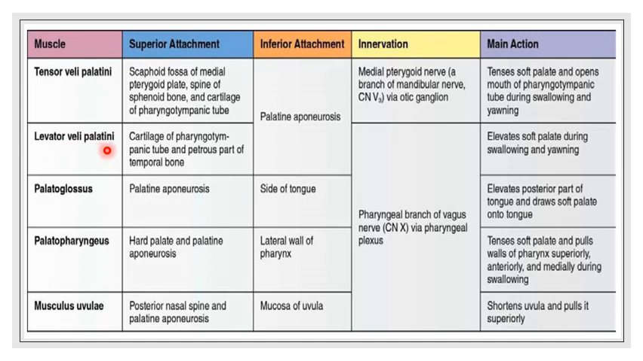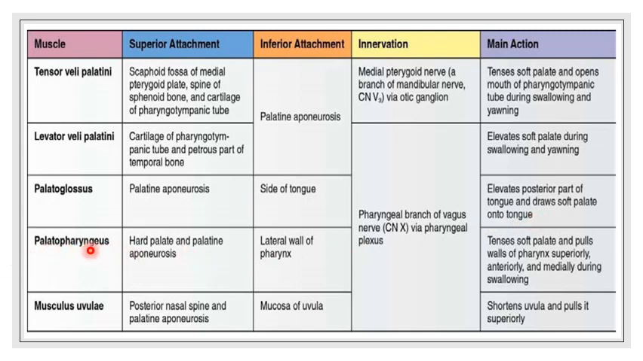Then the levator veli palatini. It arises from the cartilage of the pharyngotympanic tube and the petrous part of the temporal bone, and inserts on the superior surface of the palatine aponeurosis. It elevates the soft palate during swallowing and yawning. Then the palatoglossus muscle. It arises from the oral surface of the palatine aponeurosis, and it inserts on the side of the tongue. Its action is to elevate the posterior part of the tongue and draw the soft palate onto the tongue.